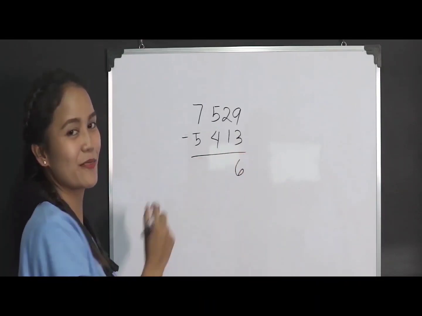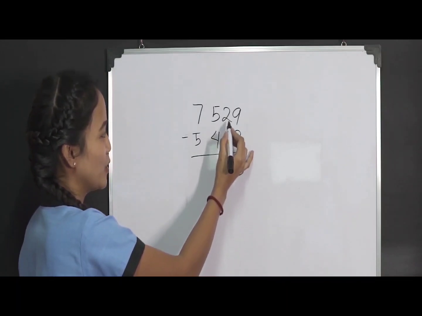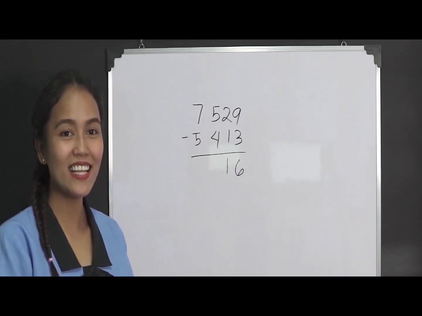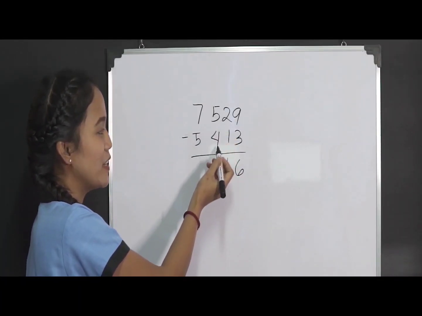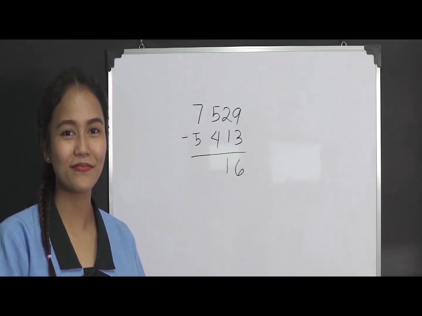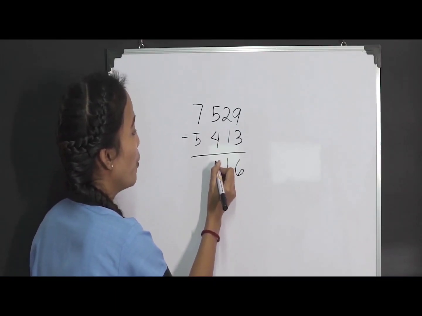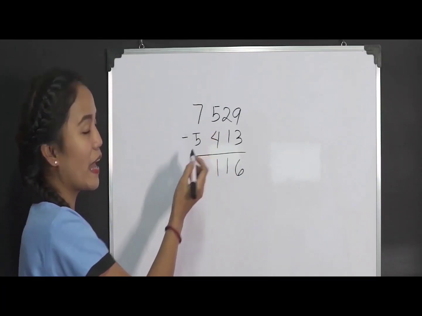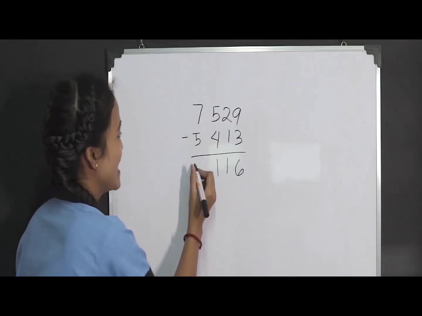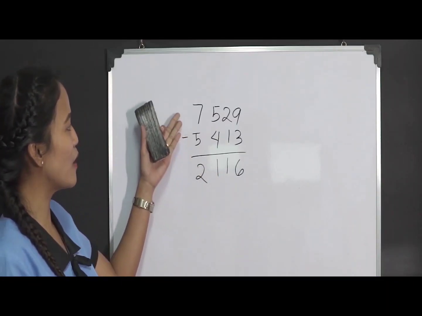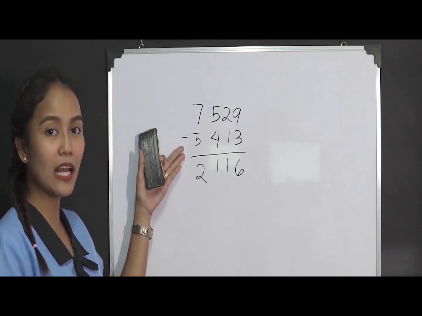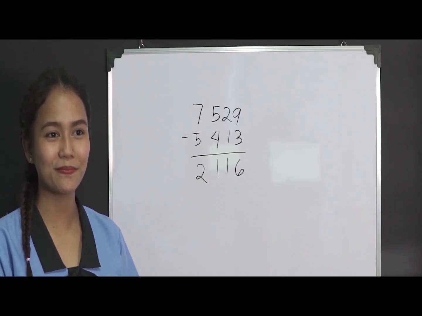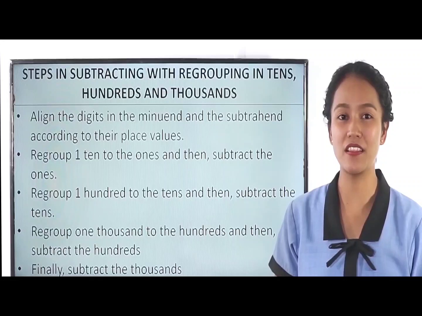Next, the tens place. 2 minus 1 is equal to? Nice, it is equal to 1. Then, the hundreds place. 5 minus 4 is equal to? Very good, it is equal to 1. And finally, the thousands place. 7 minus 5 is equal to? Yes, it is equal to 2. So, 7,529 minus 5,413 is equal to 2,116. Next example is subtracting with regrouping.